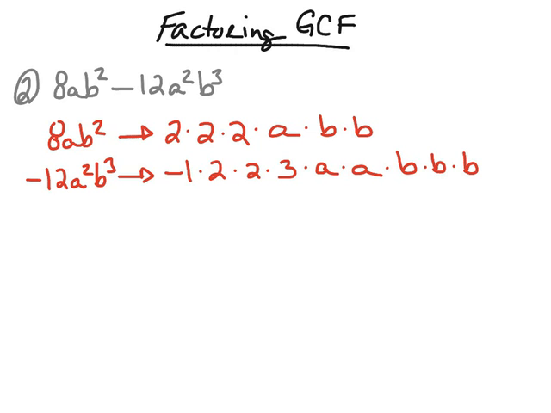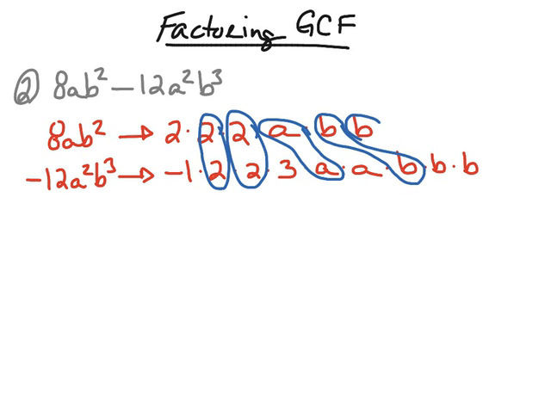Now, just like I did with the first example, I'm going to see what these have in common. Have a 2 in common. Another 2 in common. They also have a in common. And they also have a couple of b's in common. So all of this is what they have in common. Alright, so what we're going to do is multiply all of these terms or factors that I've circled. So if I multiply 2 times 2, that would give me a 4. I've also circled an a and 2 b's. And when I multiply b times b, that would give me a b squared.